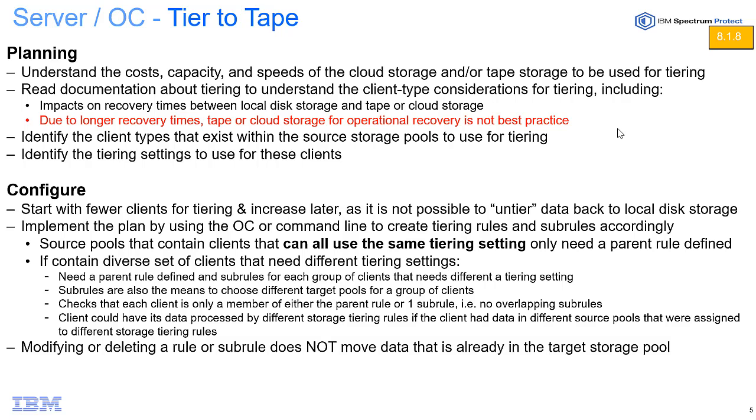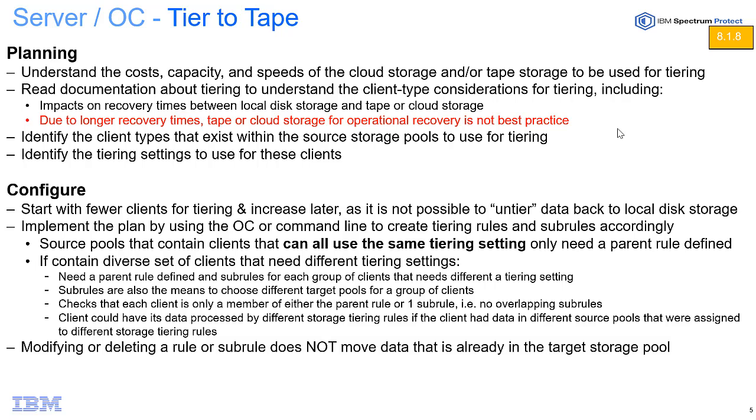Now, if your source pool does contain a diverse set of clients, then some of the things you'll want to look at is having one parent rule defined, and then subrules for each group of clients underneath those that need different tier settings. Now, the subrules are also the means to choose a different target pool. So inside of a parent rule, you can have maybe some of the clients going out to cloud and some of them going out to tape. You can mix and match. And we're going to check that each of the clients is only a member of either the parent rule or one subrule. We can't have any overlapping there.